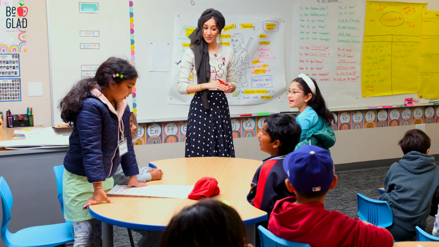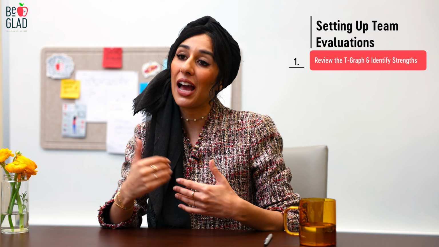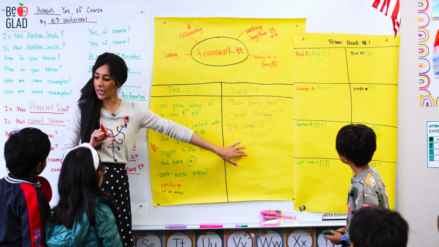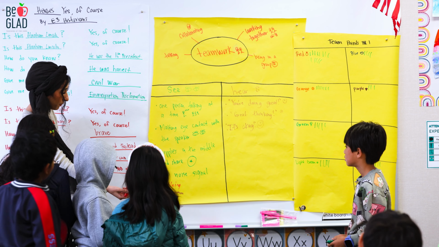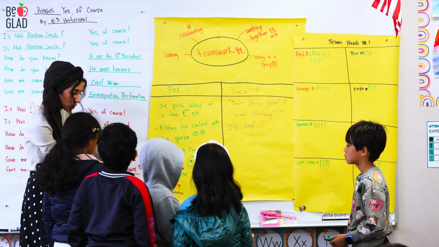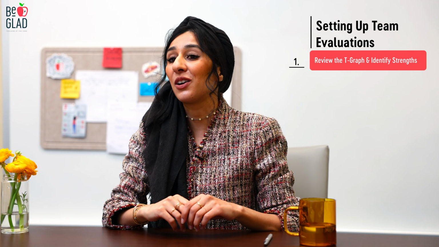For every skill a team identifies as a strength, put a star next to that skill on the T-Graph. Or, if it's not there, you can have students add that skill under the See or the Hear column. This provides positive reinforcement and shows other teams in the classroom who they can go to for support if they're struggling with that same skill. If students name a skill that isn't already on the T-Graph, add it to the chart. This keeps the T-Graph interactive and relevant throughout the unit of study.